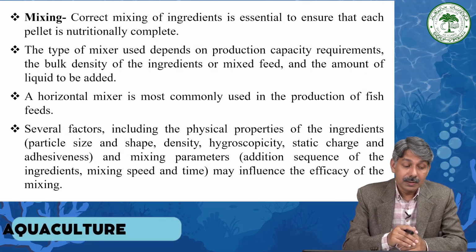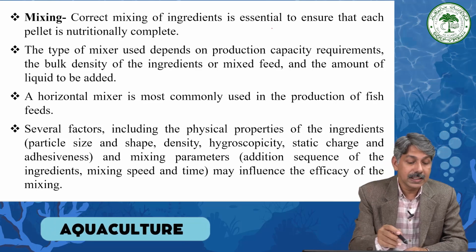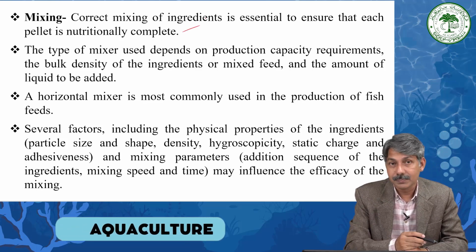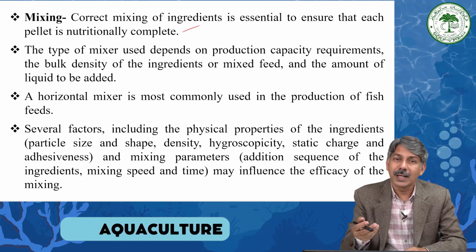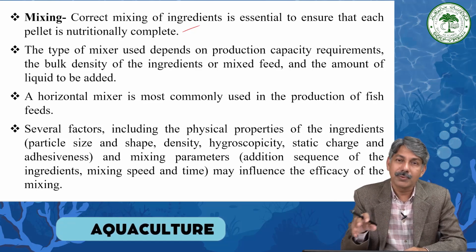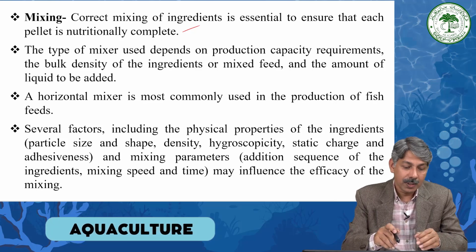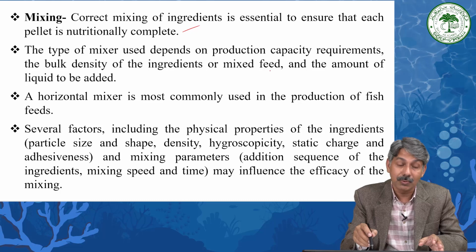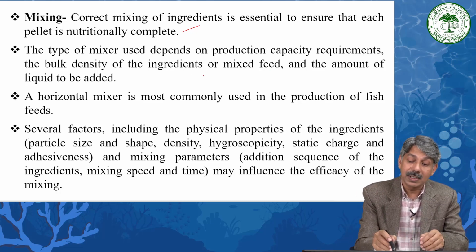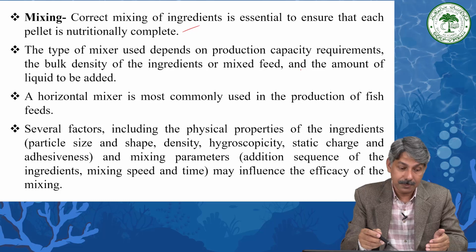Mixing. Next step, correct mixing of ingredients is essential to ensure that each pellet is nutritionally complete. If you are not able to do thorough mixing, then how can you ensure that every part of the mixture has all the components that you have mixed? The type of mixer used depends on production capacity requirements, the bulk density of the ingredients or mixed feed, and the amount of liquid to be added.